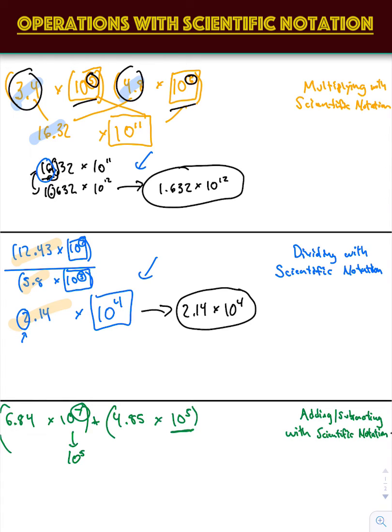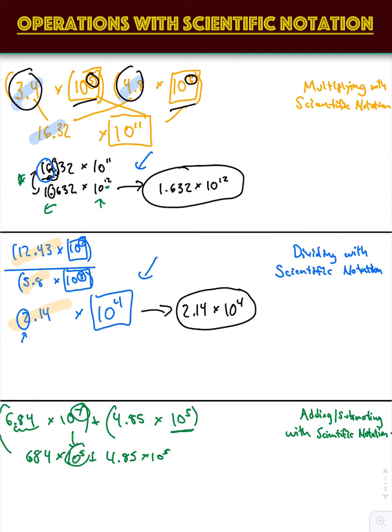If I look back at my earlier example with multiplying with scientific notation, I know that when I changed 16.32 to 1.632, I moved my decimal to the left, so I upped the exponent. In this case, I want to make my exponent go down, so I'm going to move my decimal to the right instead of to the left. So instead of it being 6.84, it's going to be 684 times 10 to the 5th plus 4.85 times 10 to the 5th.